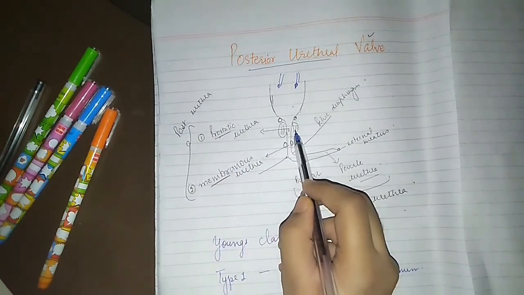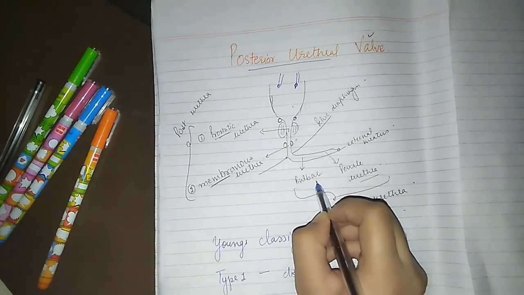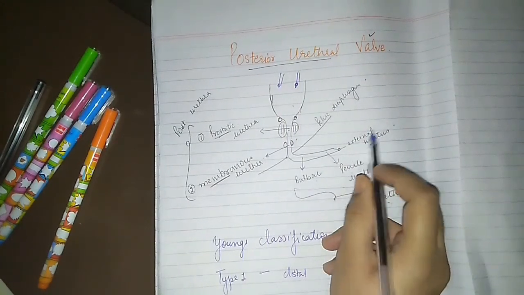These are the prostates. These are internal sphincters. These are external sphincters. This is the bulbar urethra and penile urethra. Both of them together form the anterior urethra. This is the external meatus.